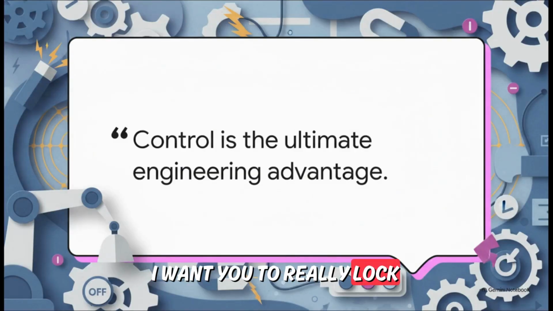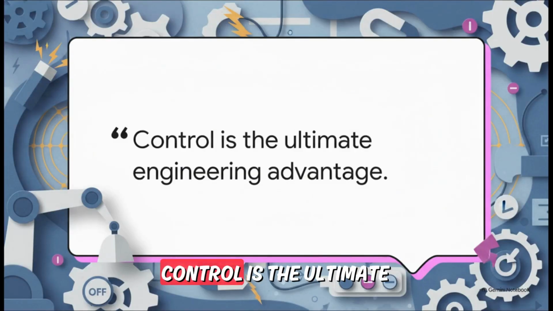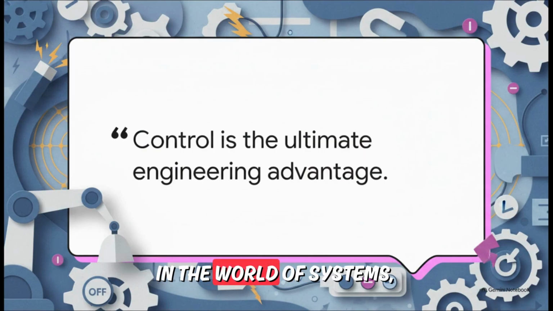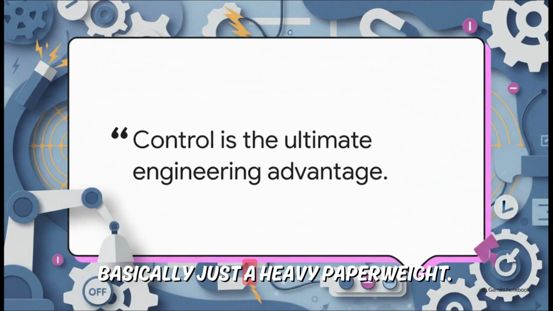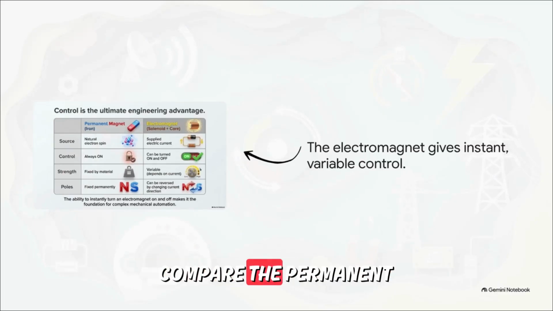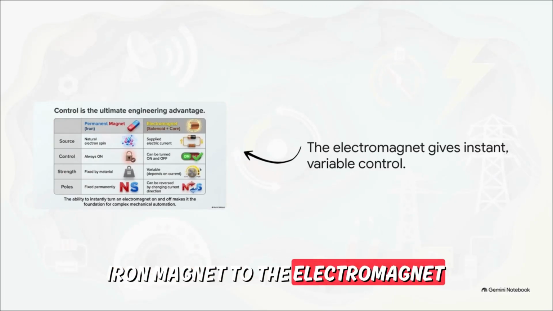I want you to really lock this next thought in your head. Control is the ultimate engineering advantage. Seriously, in the world of systems, automation, and modern machinery, a force that you cannot toggle on and off is basically just a heavy paperweight. Let's put this into perspective. Compare the permanent iron magnet to the electromagnet we just built.